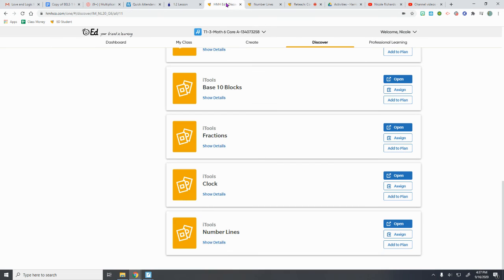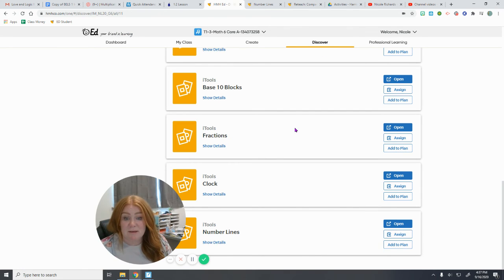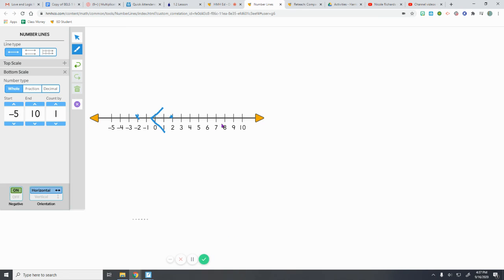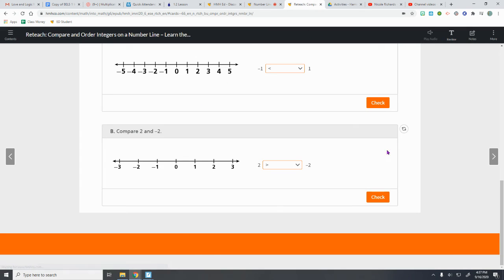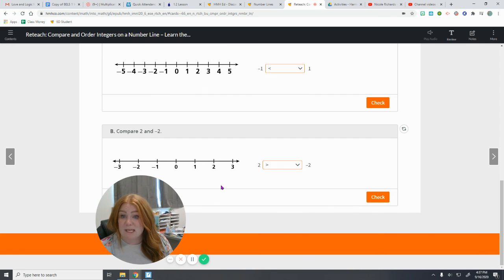So again, if you go to your Discover tab, go to the digital toolbox, you can always open up a number line that can help you think about that. Right is bigger, left is smaller. So it looks like we have finished our Learn the Math.